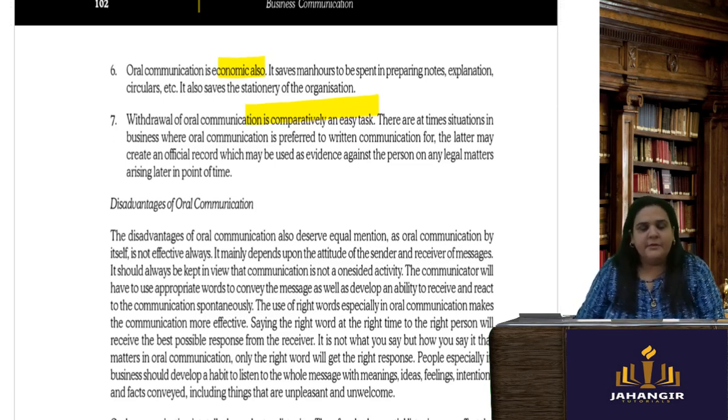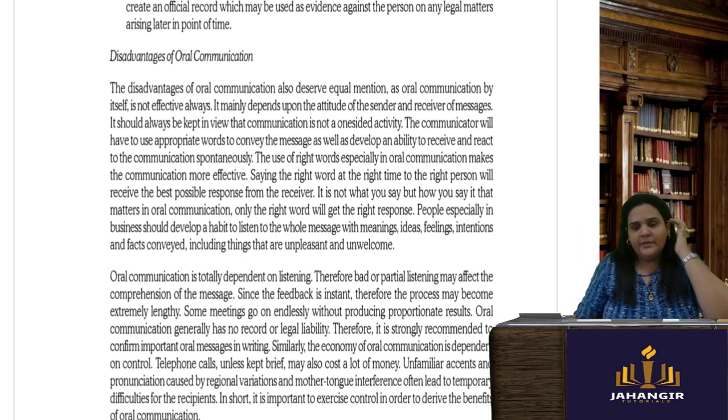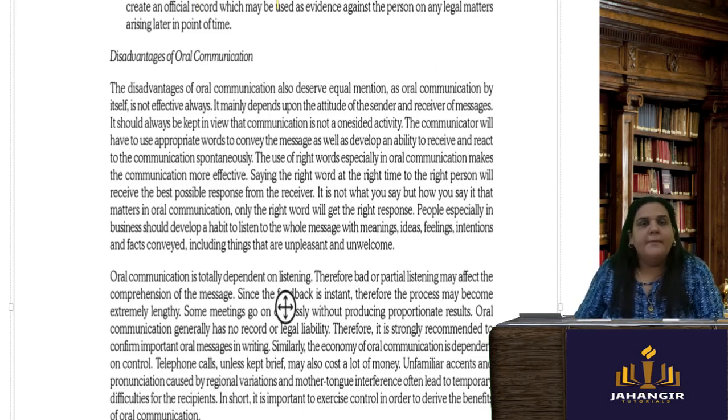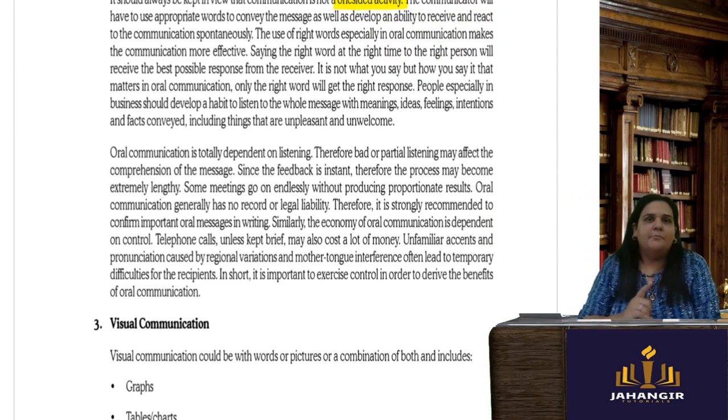Okay, but however, again, there are certain disadvantages. Disadvantages of oral communication are very important, we should also know. It mainly depends upon the attitude of the sender and the receiver of the messages. It should be kept in view that communication is not a one-sided activity in oral communication. Then we have to use appropriate words to convey the messages, and the receiver should have the ability to understand it. Communication has to be spontaneously done, use of right words, etc. And oral communication requires one very important thing, which is total silence.